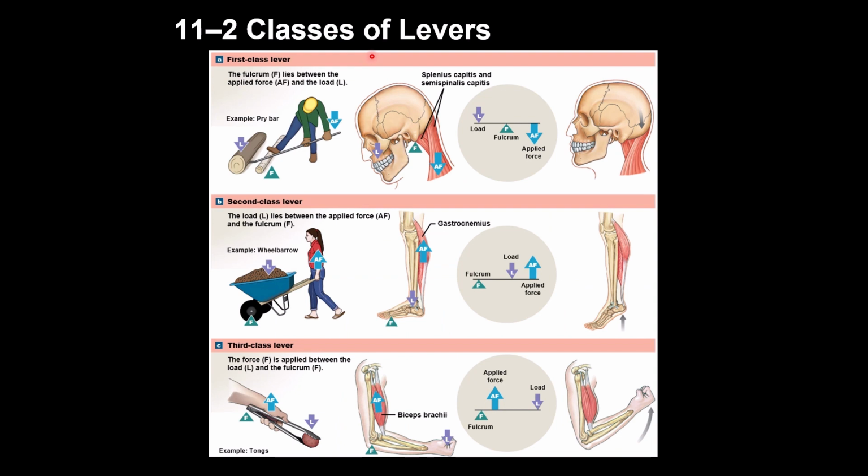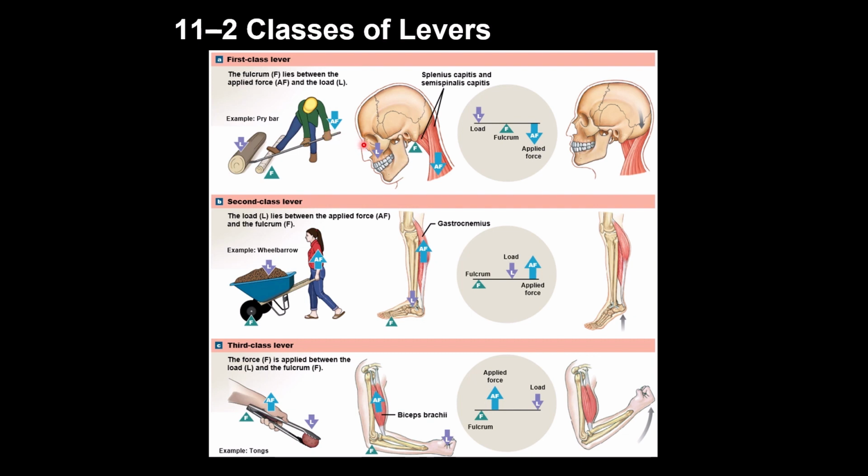There's a different classification based on levers. The lever is a rigid bar that moves on a fixed point, and that fixed point is called the fulcrum, when a force is applied to it. So there is a different classification. The first class of lever is where the fulcrum is in the middle, and you have the load or the weight, and you have the applied force.